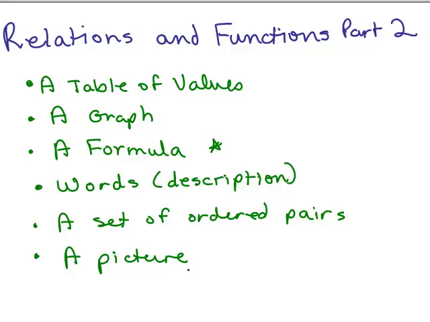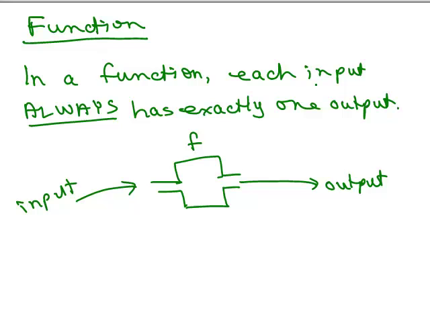So in part one, we went over basically many different relations. And then at the end, we defined a function, which is a special kind of relation. In a function, each input always has exactly one output. So I drew a little picture of, you could think of this as a function machine. You input something, it goes through the function machine, and it gets spit out, and that would be the output.